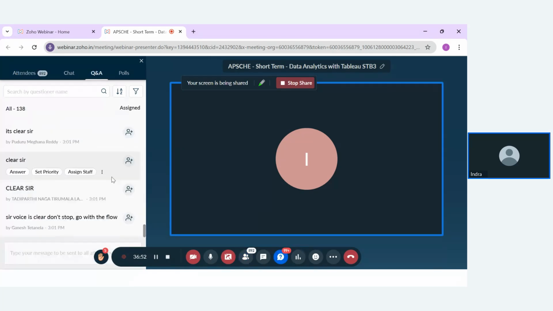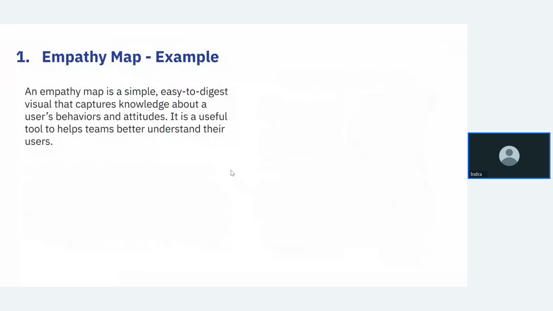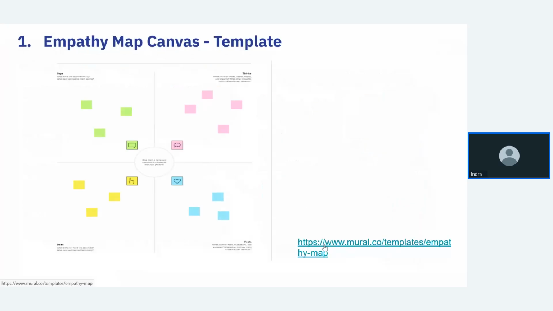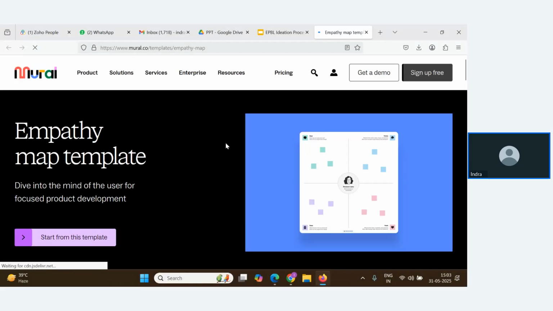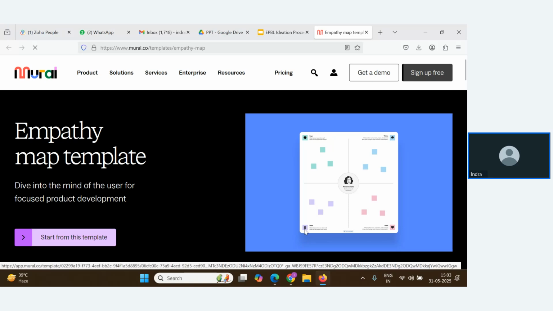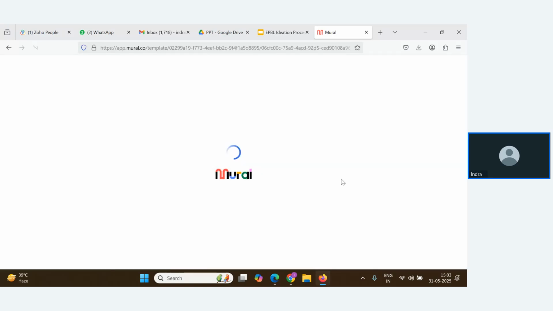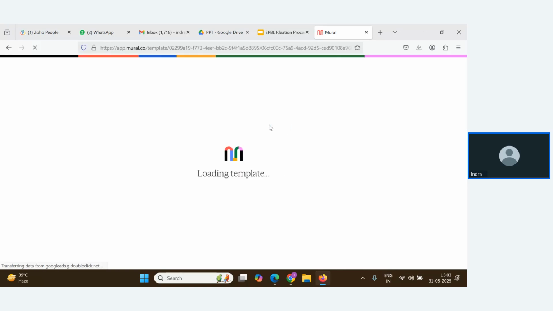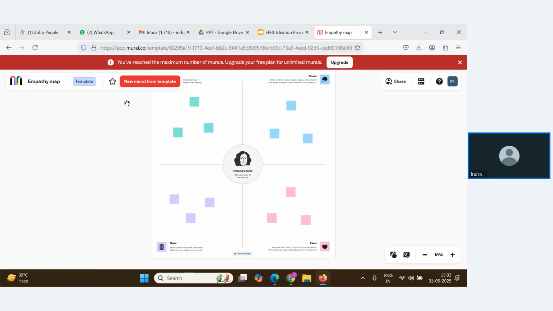Am I clear? So how to do it? I'll show you from the previous stage. Here we have a website called mural.com templates. If you go to this particular website, these are the templates. You have to start from this template. You can sign up on Mural, it is free, guys. You can sign up very freely. So in this you'll get this template. I'll show you. This is the template that you can see.